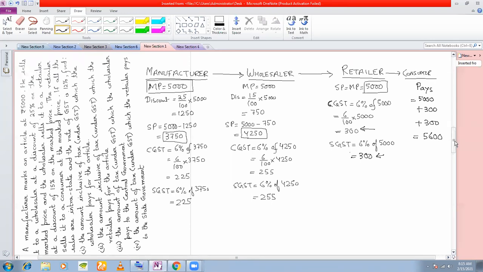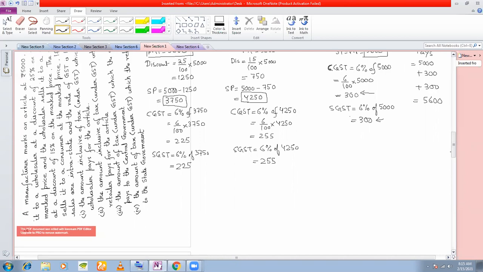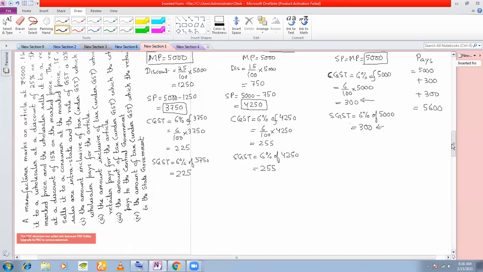Now we shall answer the questions that are there in the problem. First question. Before going to the question, let me explain the concept of input GST and output GST. As I told you earlier, although it is not required for calculation sake, let me just mention. If you have this table, you will be able to answer all the questions. So first, input GST.